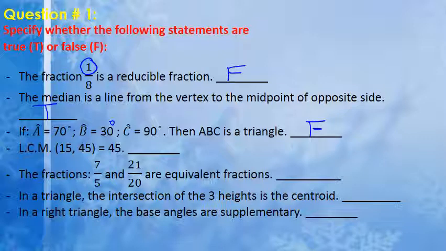The LCM of 15 and 45 is equal to 45. This is true because 45 is a multiple of 15. When we have two multiples, their LCM is the greatest.